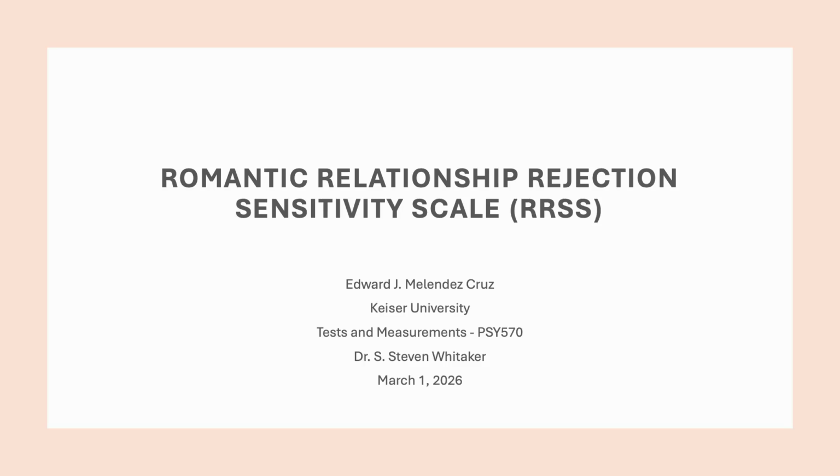This presentation introduces the Romantic Relationship Rejection Sensitivity Scale, or RRSS. The RRSS is a brief scenario-based measure designed to assess rejection sensitivity in adult romantic contexts. The goal is not to diagnose anyone, but to measure a relationship-relevant tendency that can shape how people interpret and react to ambiguous partner behavior.